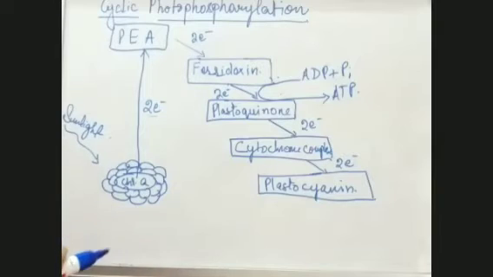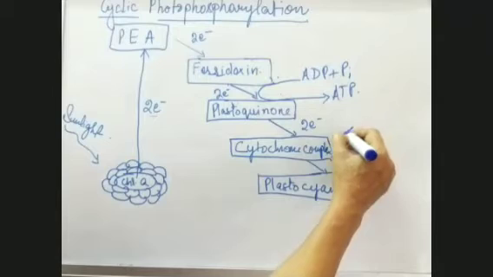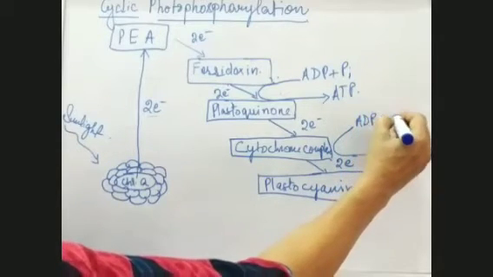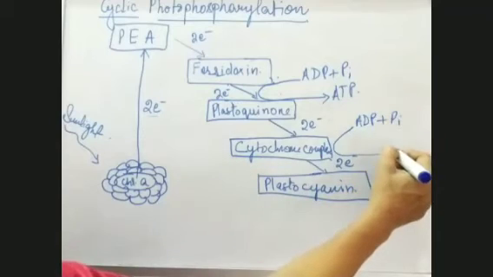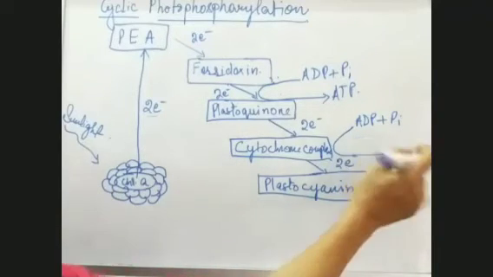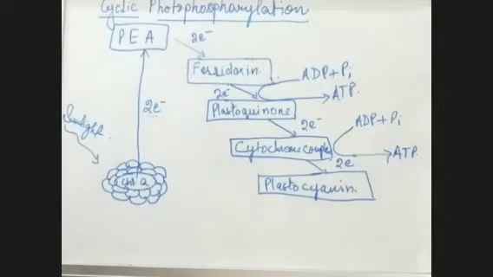And the second step is at the cytochrome complex level. Here again, phosphorylation of ADP takes place with the synthesis of ATP. So here, ATP is synthesized twice, but no synthesis of NADPH takes place.